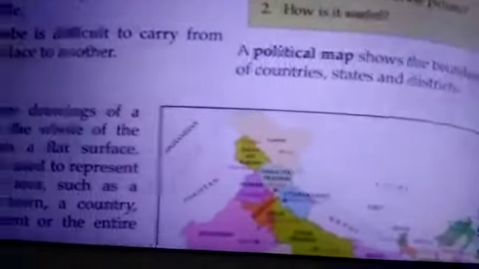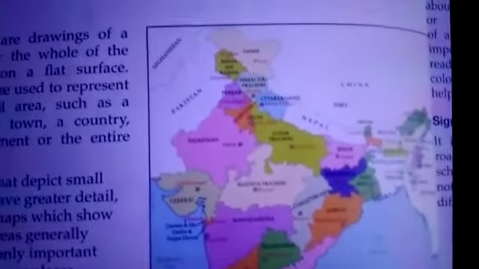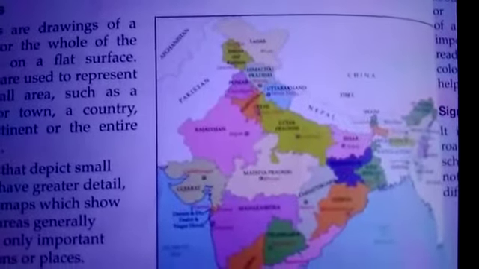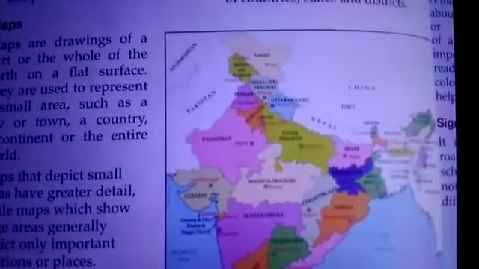So here is a political map. This is the political map of India. You have learnt about it in class 4th also. You can see all the boundaries of states, and you can see the states and their capitals in it. So it is which map? It is a political map. So is it clear to everyone? I hope it is clear to you.